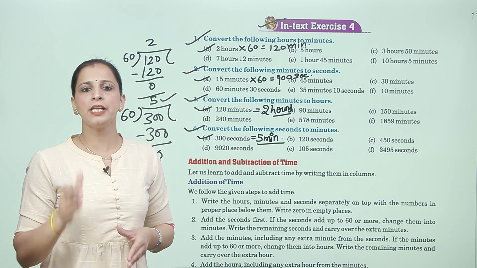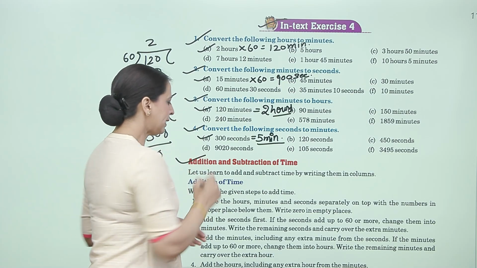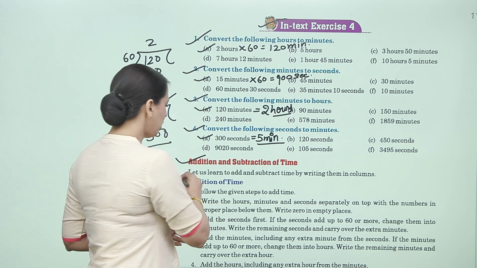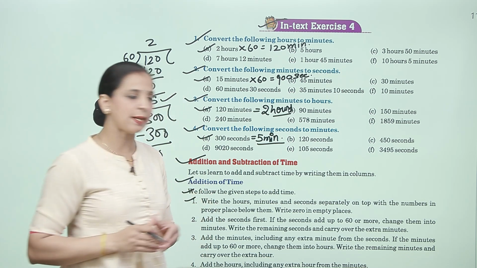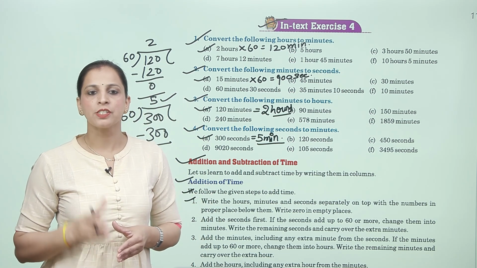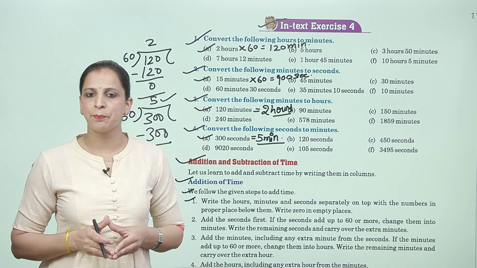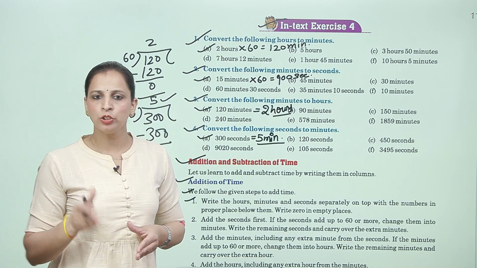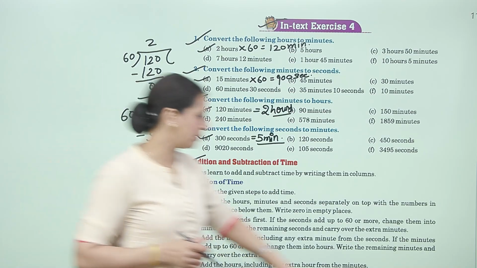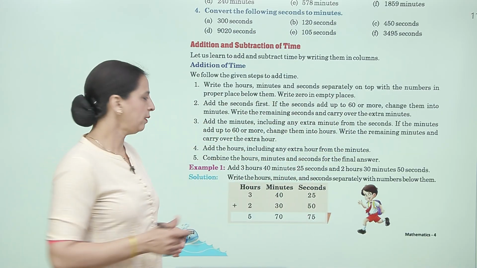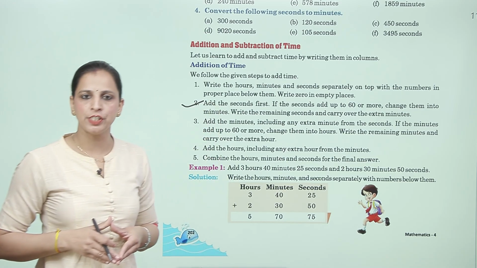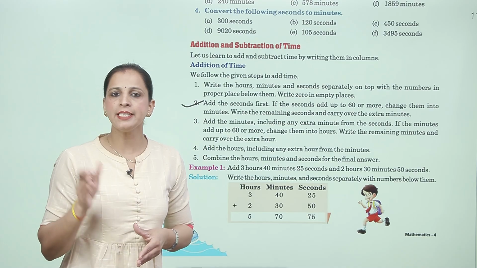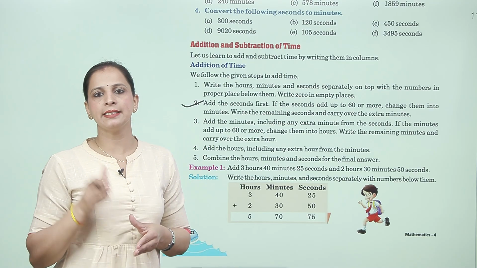Now next, addition and subtraction of time. Let us learn to add and subtract time by writing them in columns. Now, addition of time. We follow the given steps. First, write the hours, minutes and seconds separately on top with the numbers in the proper place below them. Write 0 in empty places. Second, add the seconds first. If the seconds add up to 60 or more, change them into minutes. Write the remaining seconds and carry over the extra minutes.